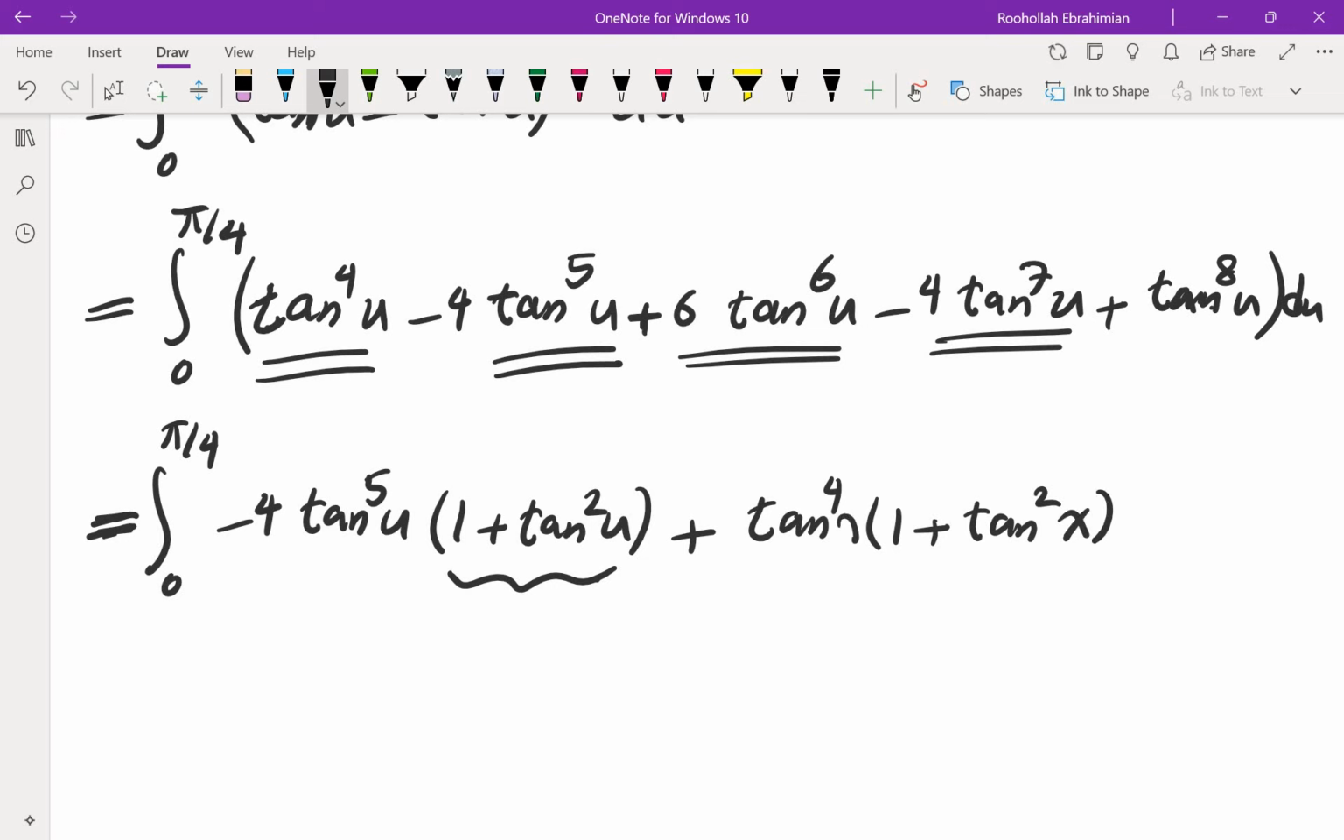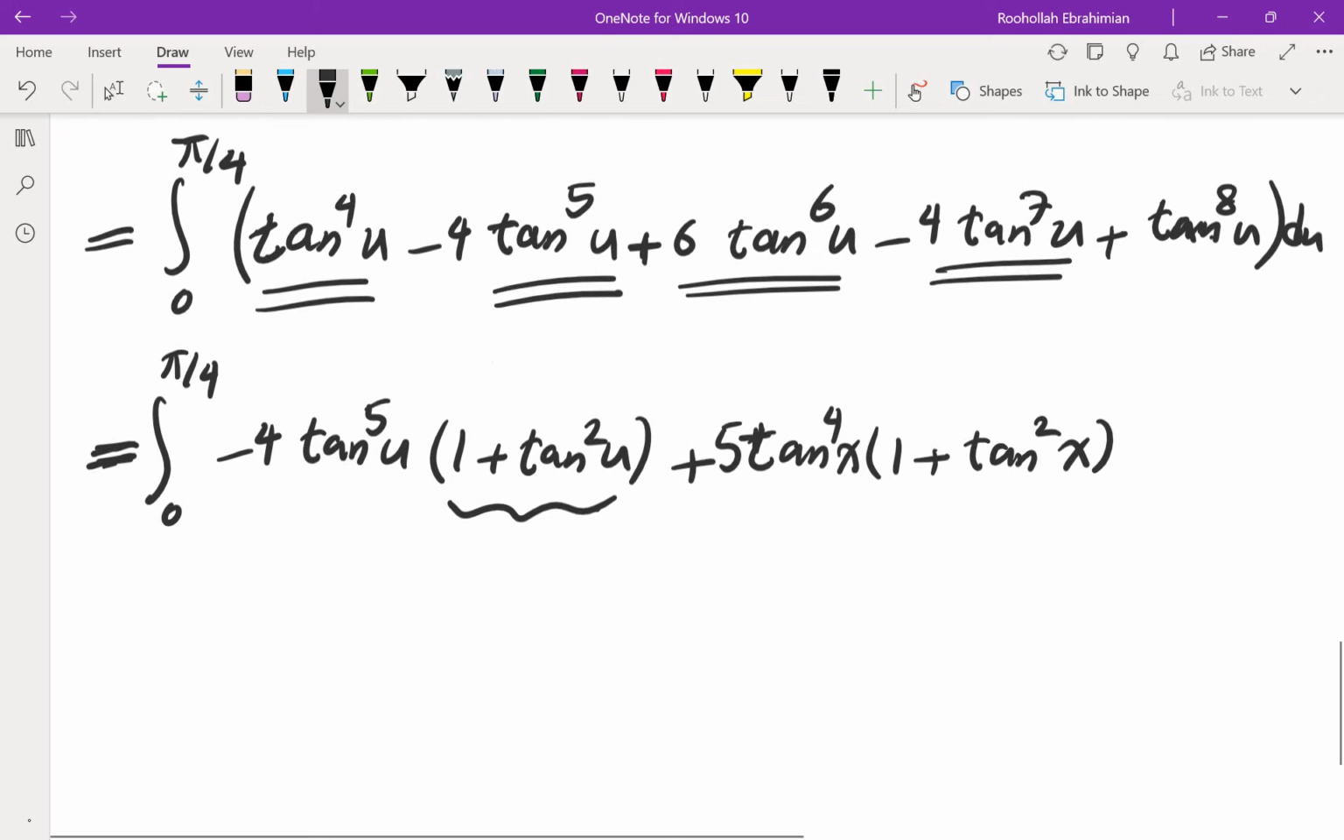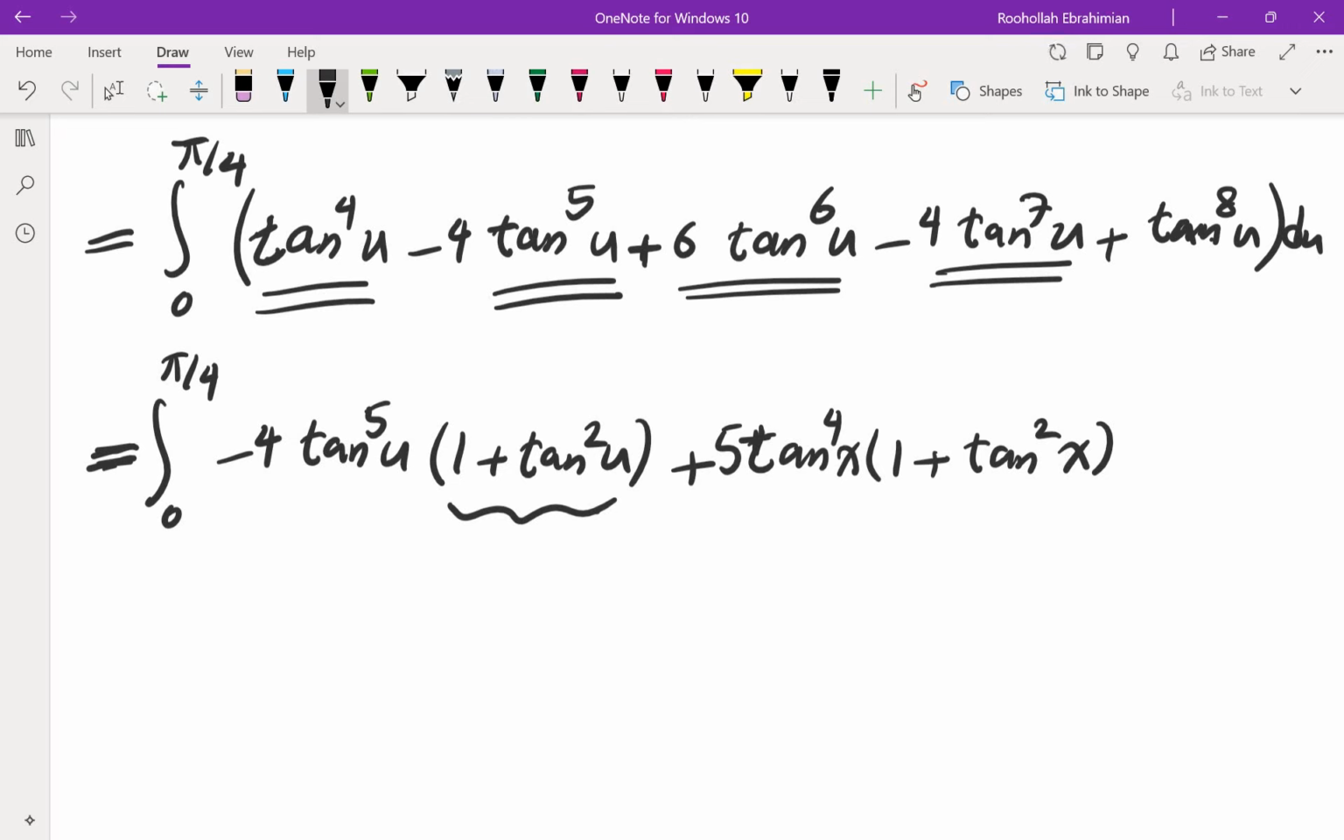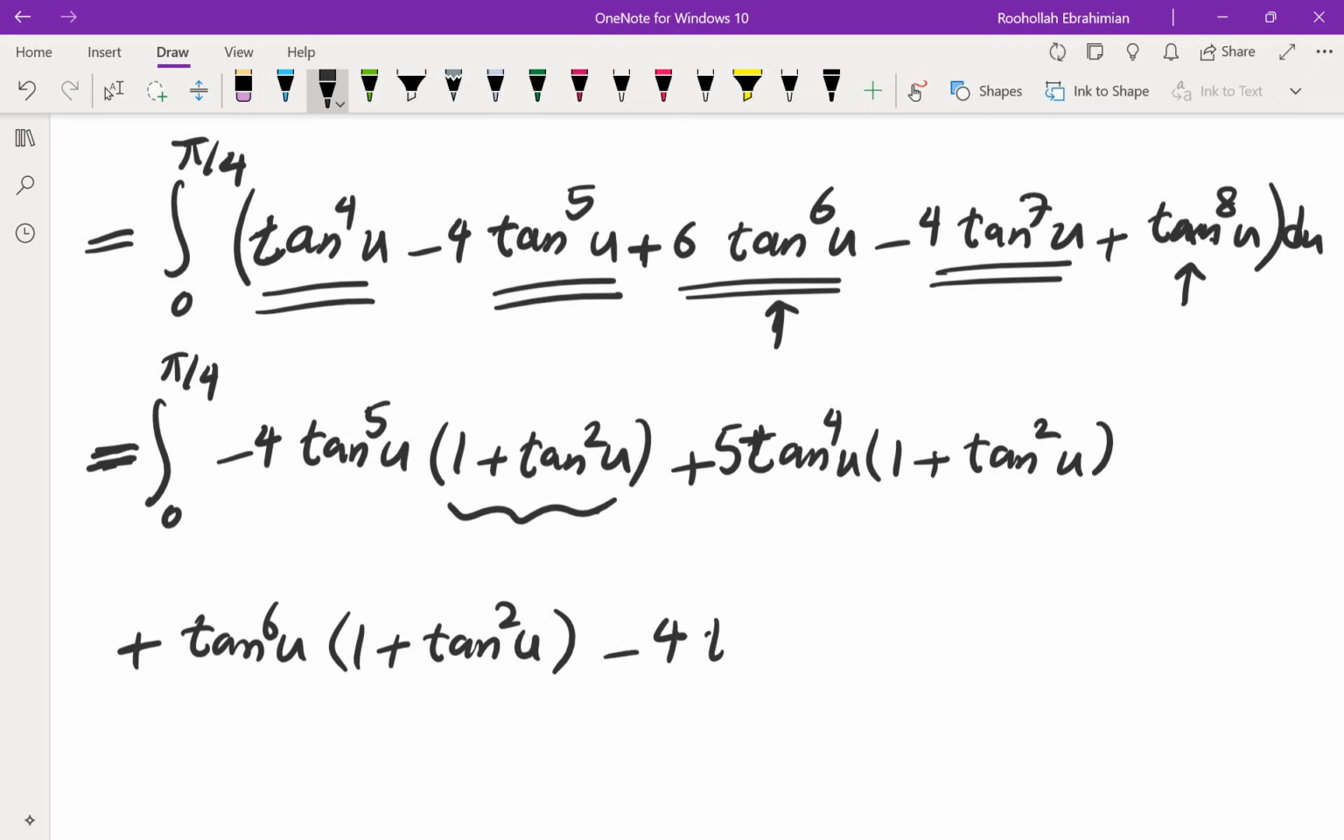Now if you do that with 5 of those, and then keep the last one for the remaining two terms, we get tan to the power of 6 of u, let me just keep u here, times 1 plus tan squared of u. Now, I have to subtract 4 tan to the power of 4 of u. So this completely balances out everything.